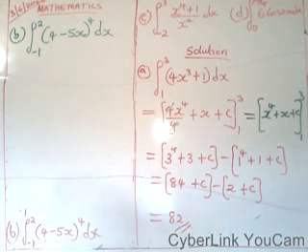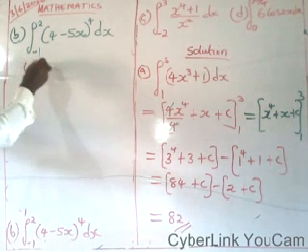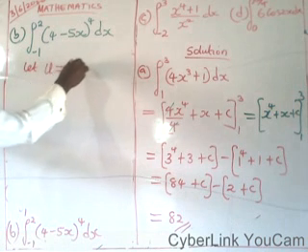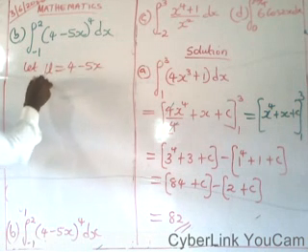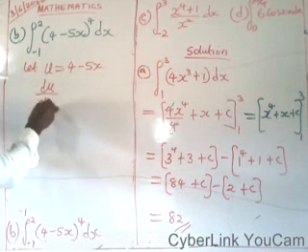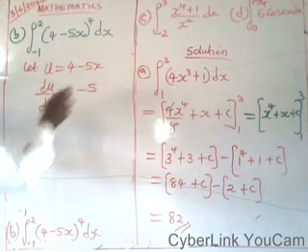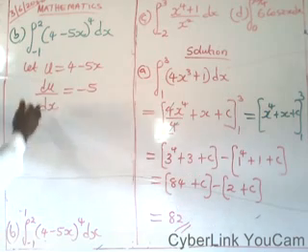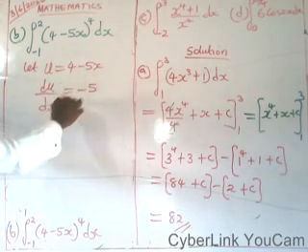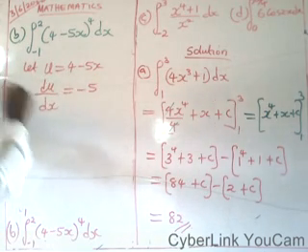And what we are going to do is to say let u equal to 4 minus 5x, you find du over dx to be equal to minus 5. You will cross multiply, du will be minus 5 dx. By the time you divide both sides by minus 5.